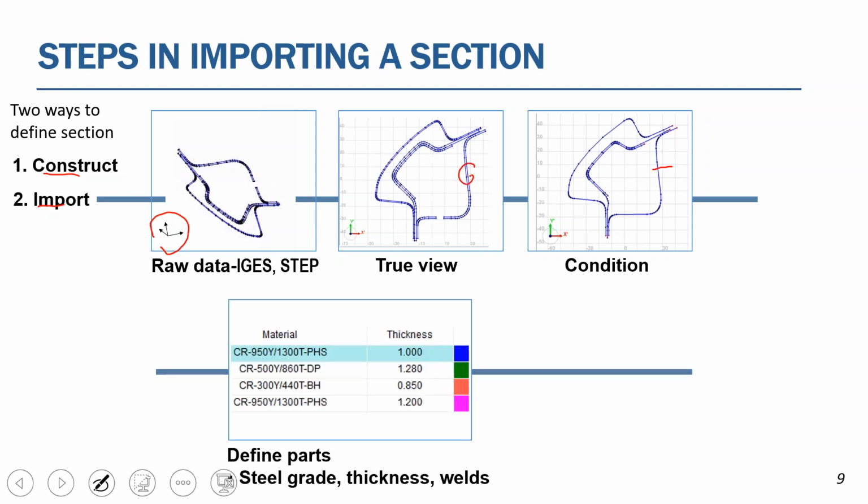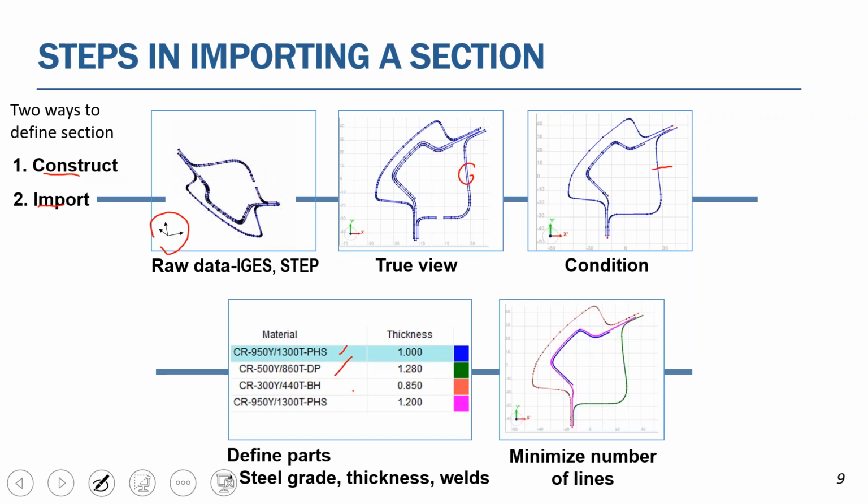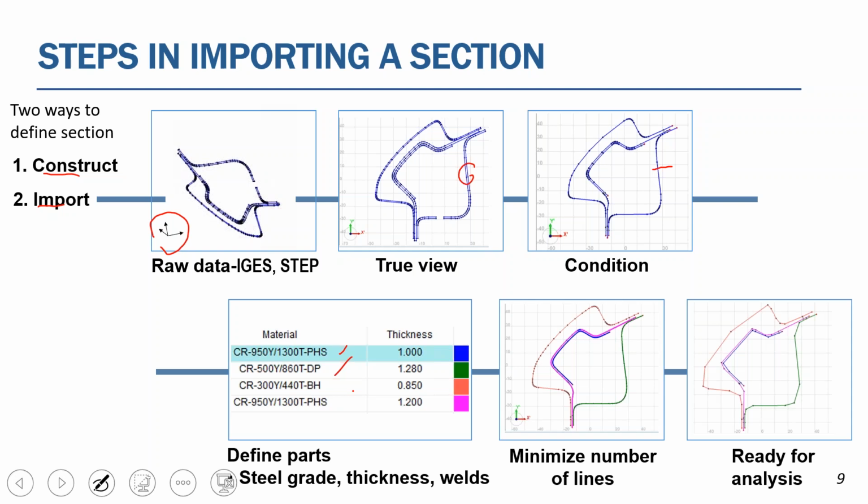And then we assign materials, and these are some of the materials in the database. Assign a thickness to the parts. We can position the welds on the section. Minimize the number of lines. This will improve the fidelity of the analysis. And then finally, we have a section that's all ready for analysis.